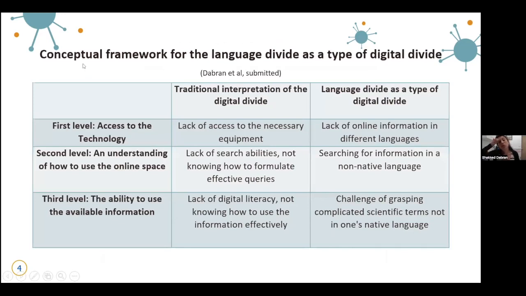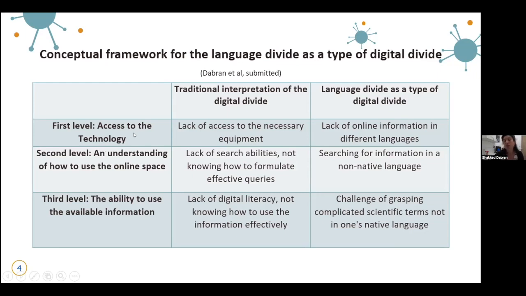The conceptual framework for the language divide as a type of digital divide. We try to show how the language divide is a type of digital divide based on a theoretical framework that is based on 3 different levels. The first level is access to the technology, the second level is an understanding of how to use the online space, and the 3rd level is the ability to use the available information.